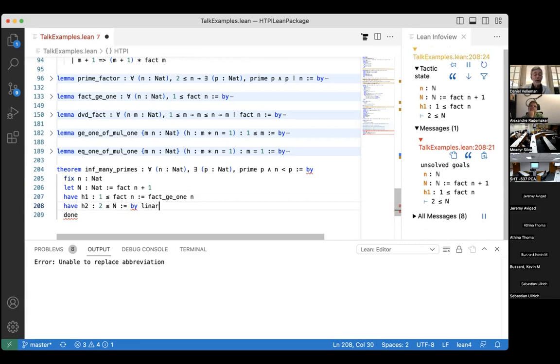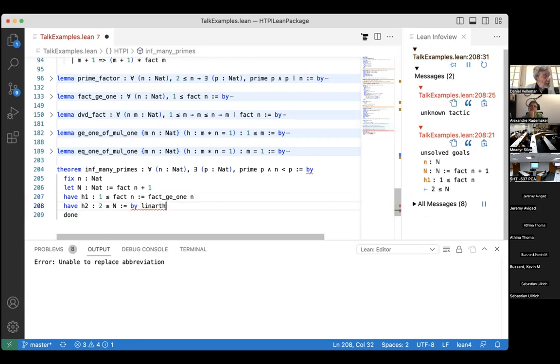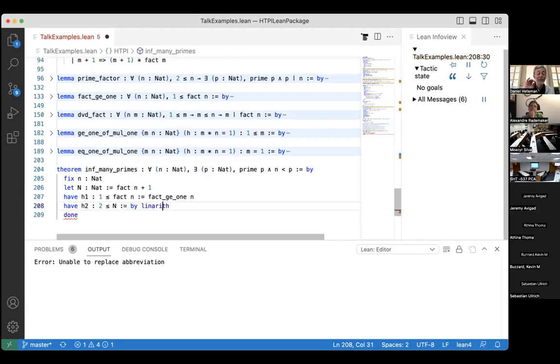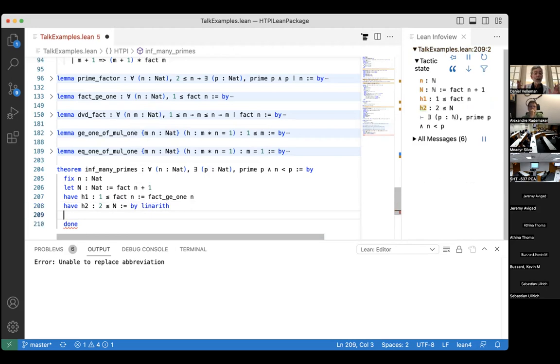Or, fortunately, there are some tactics that... I thought this one worked. Linarith, it's a typo. Yes. So linarith is another tactic like ring that I used before, one of these tactics that knows a certain amount of algebra and will do some algebra for you. It does linear equations and inequalities is what it's good at. And so here it's an inequality where I have to do a little linear operation of adding one to both sides. Okay, now I can apply my prime factor theorem.